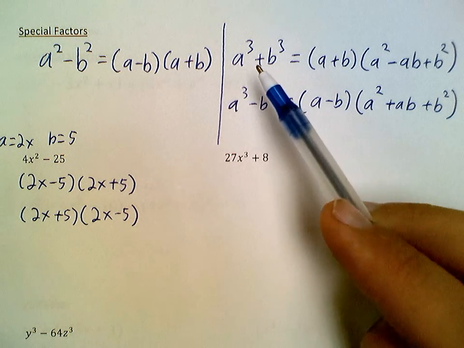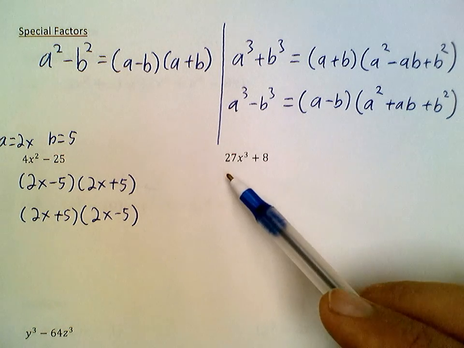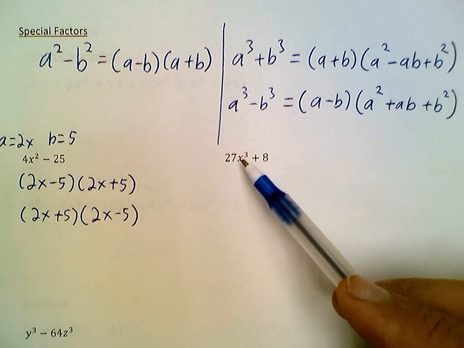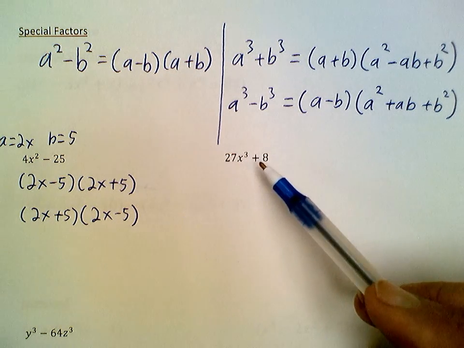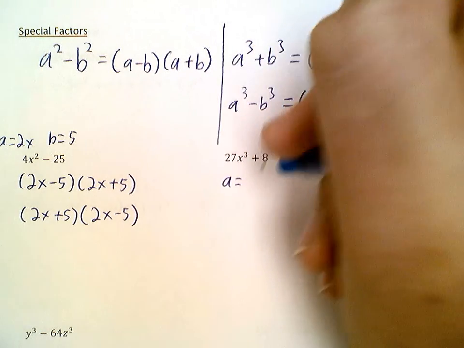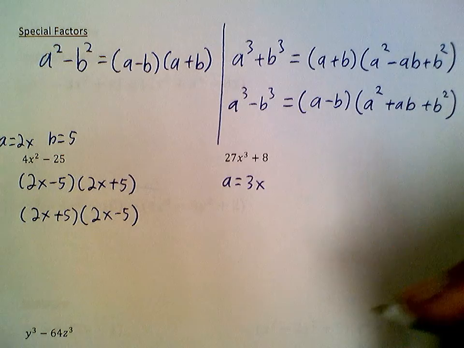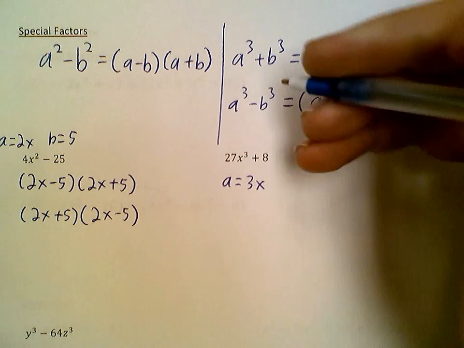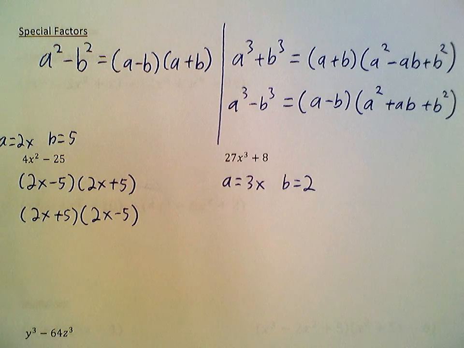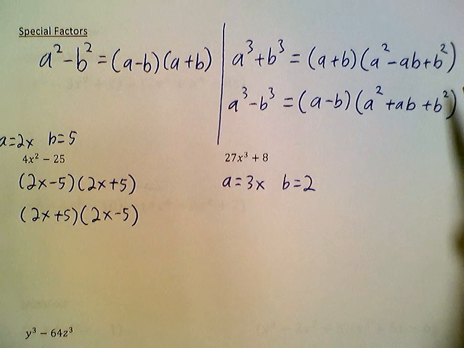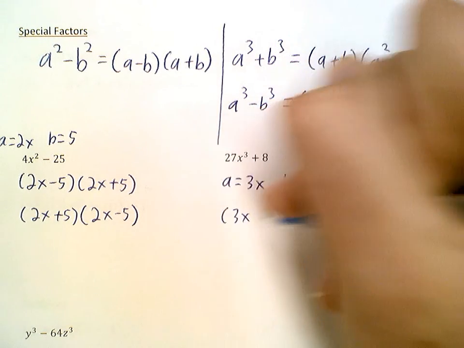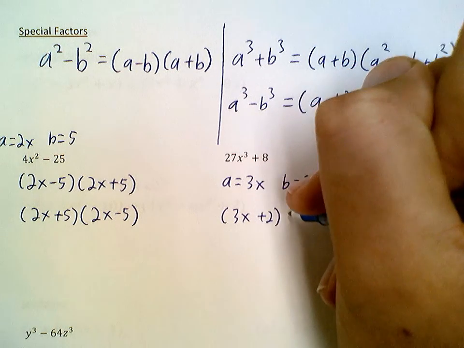So if you look down here, I've got 27x cubed plus 8. This represents a sum of cubes because both 27 and 8 are perfect cubes: 3 cubed is 27 and 2 cubed is 8. So in this case, your a will be 3x because 3x to the third power is 27x cubed, and your b will be 2 if you want to follow along in the pattern. So now all I have to do is plug these into the pattern and I'm pretty much done. I start off with a plus b, so 3x plus 2.